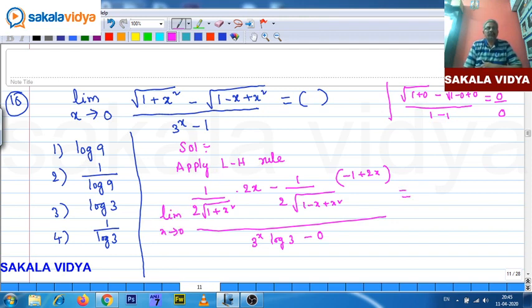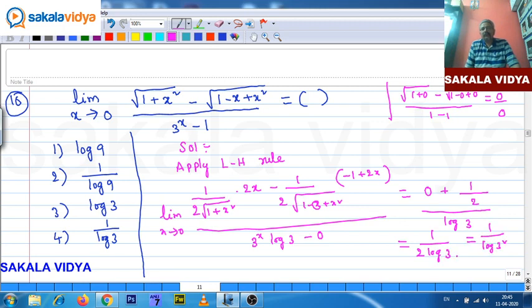The first term becomes 0 because 0 by something is 0. Here minus of minus gives plus 1 by 2, and the denominator is 3 power 0 is 1 into log 3. So, we have 1 by 2 log 3. This we can write as log 3 square. So, 1 by log 9. So, second option is the right option.